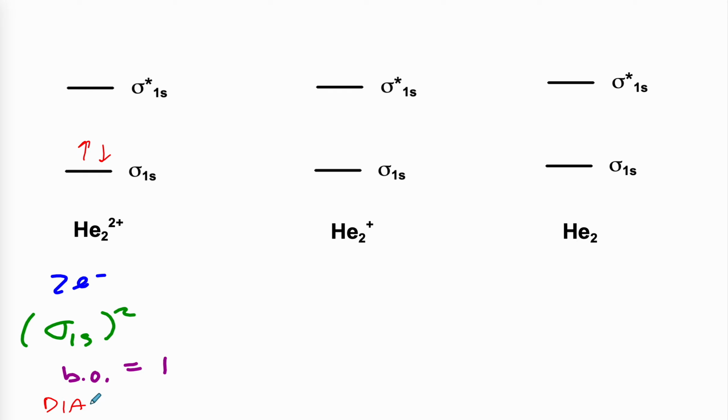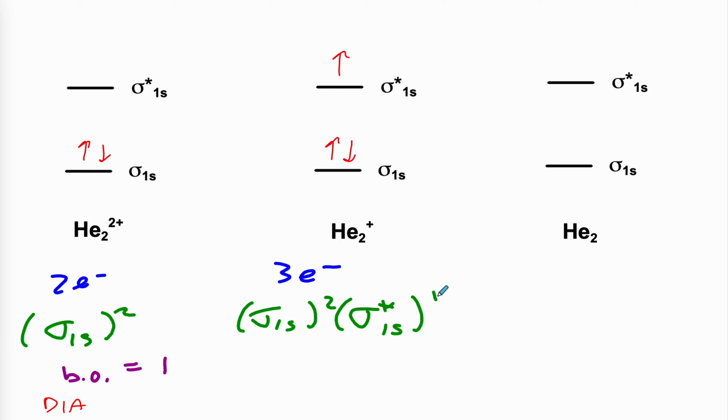For the dihelium monocation, that would contain 3 electrons total. We'll place 2 in the sigma 1s bonding molecular orbital and 1 in the sigma star 1s antibonding molecular orbital. We'll write the molecular orbital electron configuration as sigma 1s2, sigma star 1s1. That would give us a bond order of 1/2, and we would predict that that would be paramagnetic.